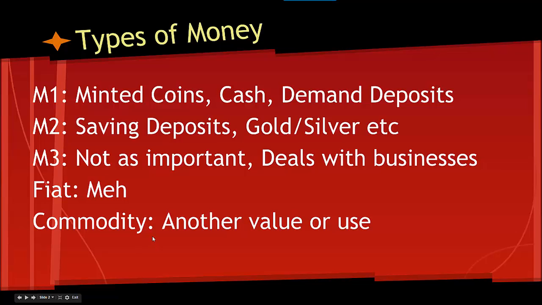And then you have your commodity, which is money that has another value or use. A good example here would be gold and silver. You know, you can melt gold, make jewelry, use it whenever you want, and then you can end up selling it later and doing what you need.